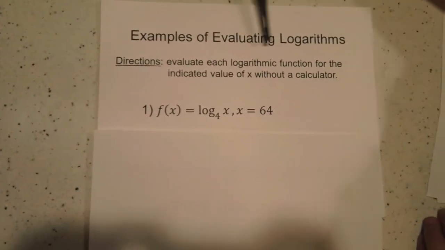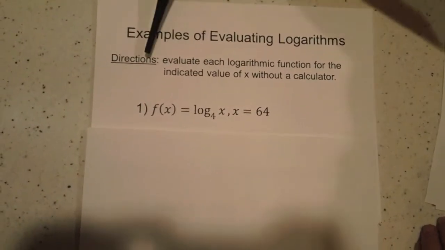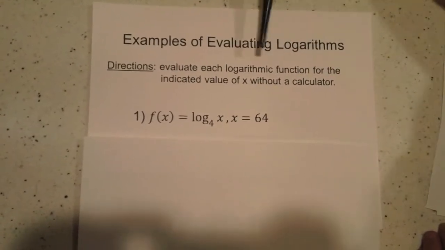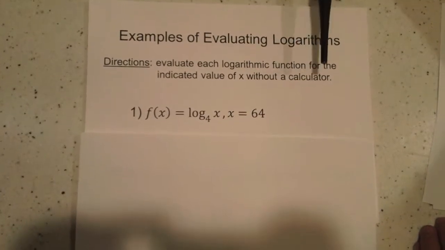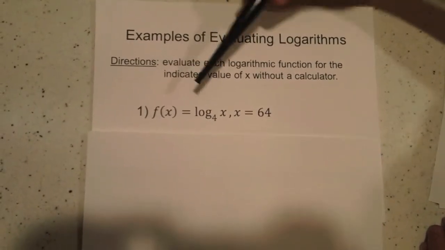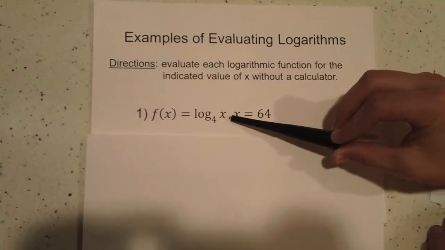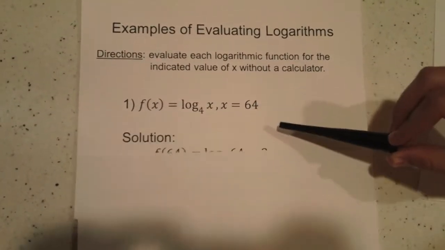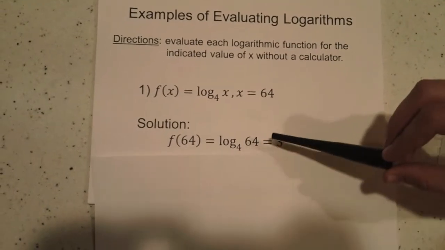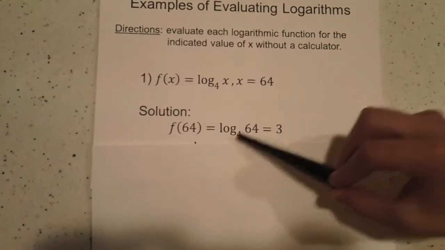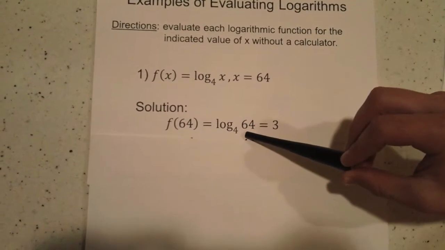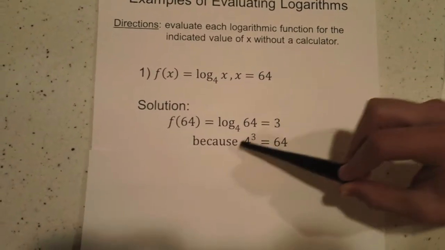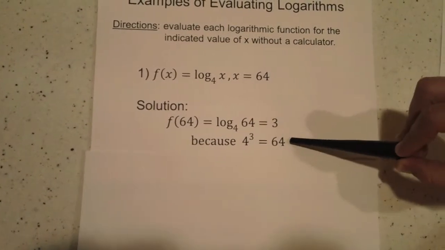Examples of evaluating logarithms. Directions: evaluate each logarithmic function for the indicated value of x without a calculator. f(x) = log_4(x), where x = 64. The solution to this is f(64) = log_4(64) = 3, because 4^3 = 64.